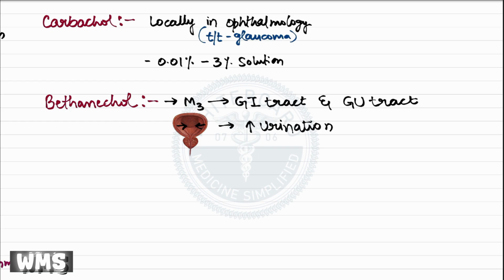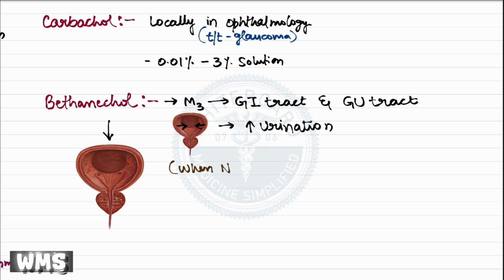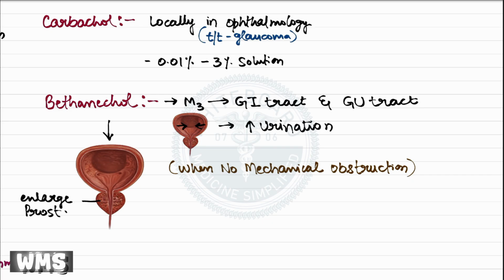Because of this effect, Bethanechol is useful in conditions where the bladder is unable to contract adequately, leading to urinary retention. However, it is important to remember that this drug is used only when there is no mechanical or organic obstruction in the urinary tract. A mechanical or organic obstruction means that there is a physical blockage in the urinary pathway, such as an enlarged prostate, a stone, a tumor, or any structural narrowing of the urethra that prevents urine from flowing out of the bladder.